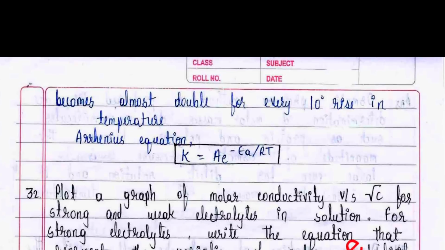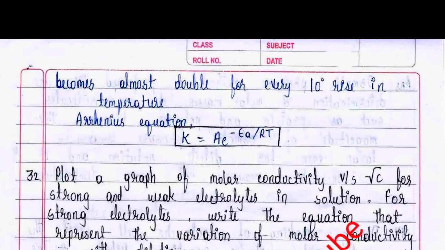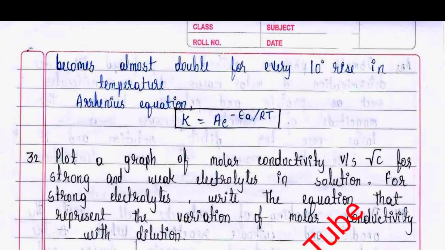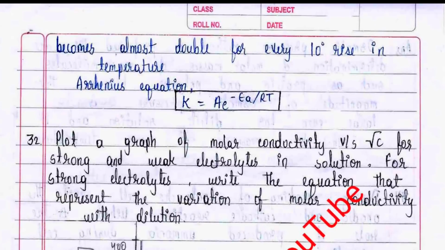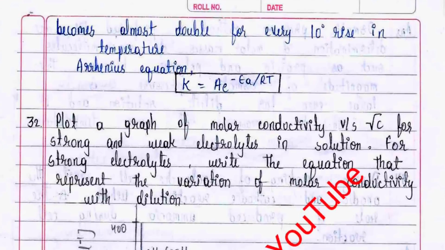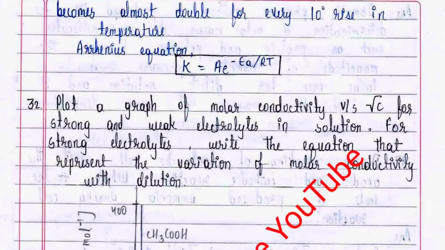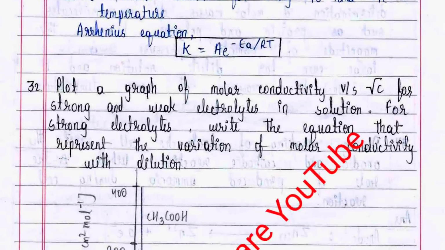Plot a graph of molar conductivity for strong and weak electrolytes in solution. For strong electrolytes, write the equation that represents the variation of molar conductivity with dilution, and the answer is below.